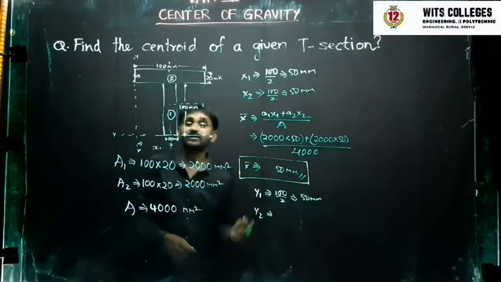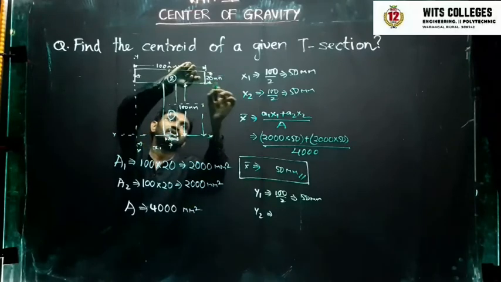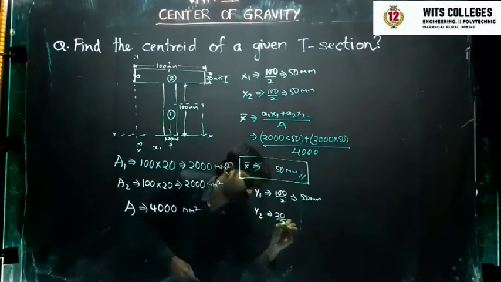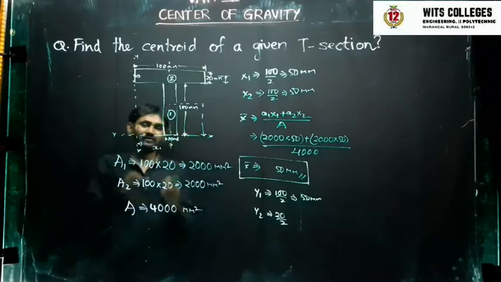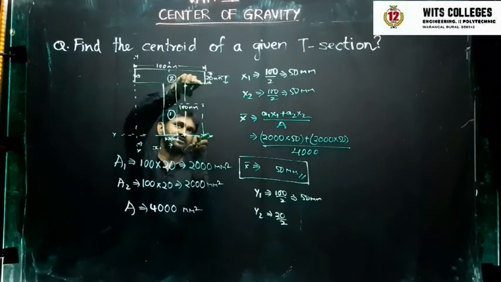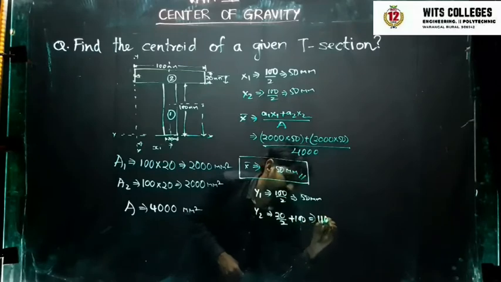Similarly, y2 in the sense figure number 2. Where is my figure number 2? Here. So from here to here, only this distance. So this is 20, so 20 by 2, in the sense 10. But in the y2, my figure is starting from this axis, so I need to add this also. So plus 100 I have to add here, so this is equal to 110 mm.